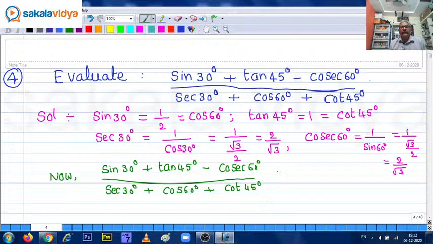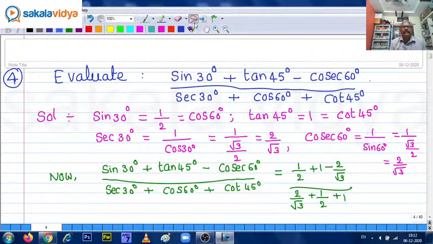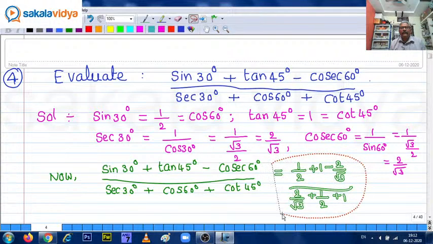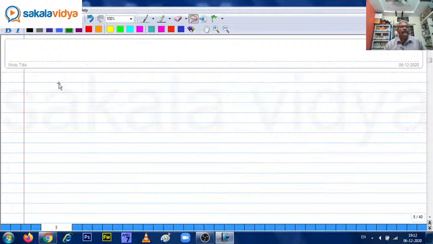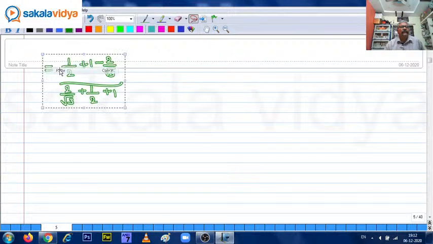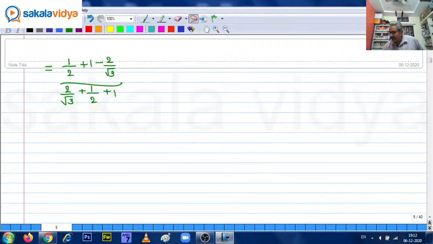So let us substitute these values: sine 30 equals 1 upon 2, tan 45 is 1, cosecant 60 is 2 upon root 3, upon secant 30, 2 upon root 3. This is 1 upon 2 plus 1. Okay, so we need to simplify this one. Let us simplify.